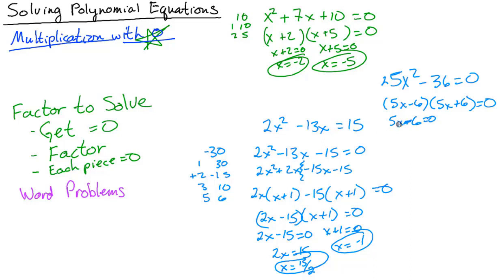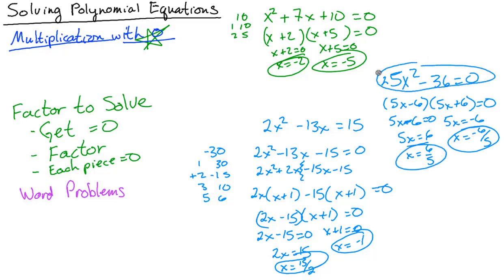We're now on step 3 here. So 5x equals 6, x equals 6 over 5, 6/5. And here we have 5x equals a negative 6 when we subtract it over, x equals negative 6/5. And so here are the two answers, and they really will work. If you stick them in for x, 25x squared minus 36 will equal 0.